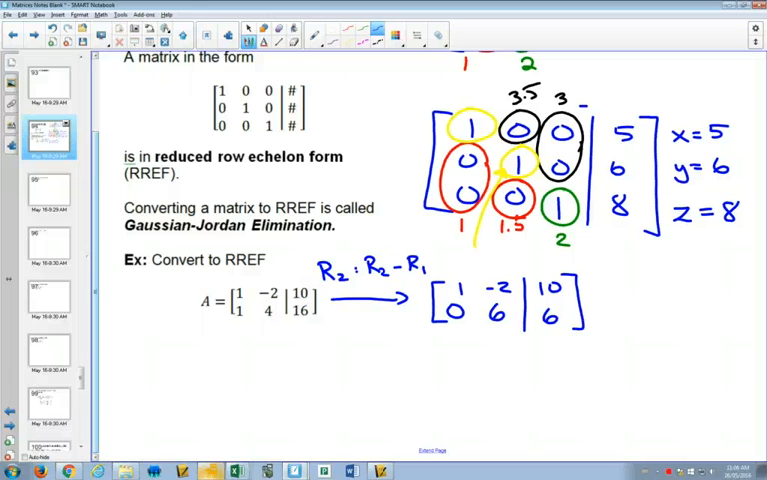Second thing I want to do is get a 1 in that bottom right-hand corner. So I can do that by taking row 2 and make it equal to row 2 divided by 6, or multiplied by 1/6. Again, row 1's not going to change. It's still going to be 1, negative 2, and 10. But now, when I divide by 6, I get 1 and 1. So now I've succeeded in getting the bottom right-hand corner to be a 1.